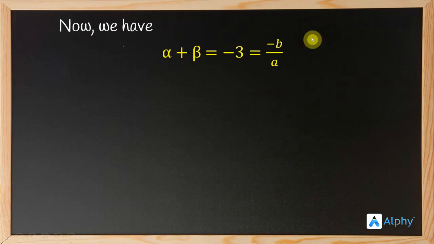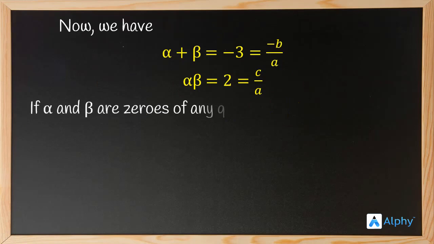So now we have alpha plus beta is equal to -3, which is equal to minus b by a. So we are aware of this equation that the sum of the zeros of a quadratic polynomial is minus b by a, and we are going to use this. And we also know that alpha beta is equal to 2, which is equal to c by a. So we know that the product of zeros is c by a. So these two are very important relationships that we are going to use here. So let's see how we are going to use them.